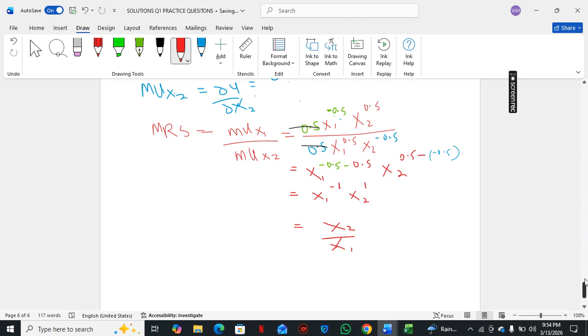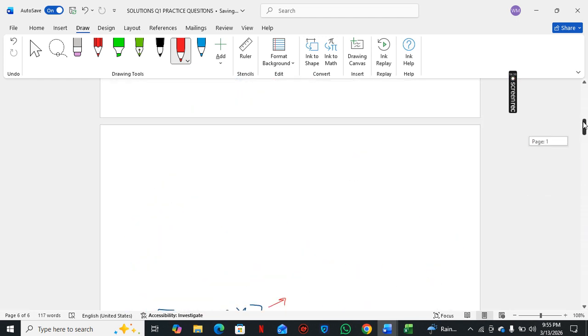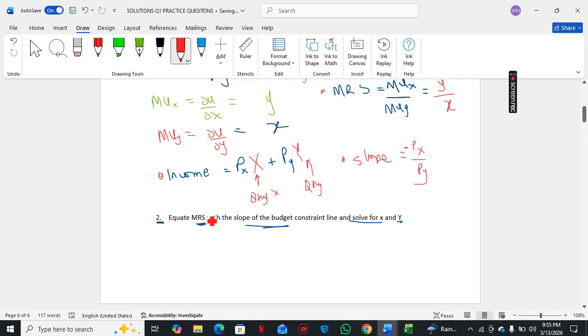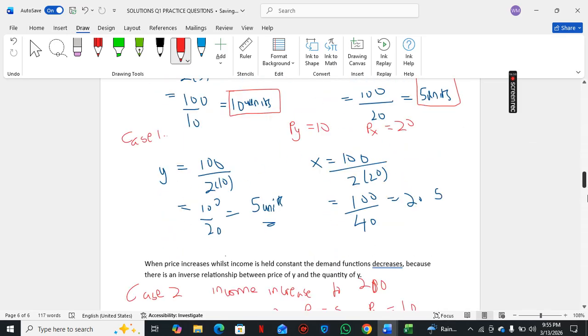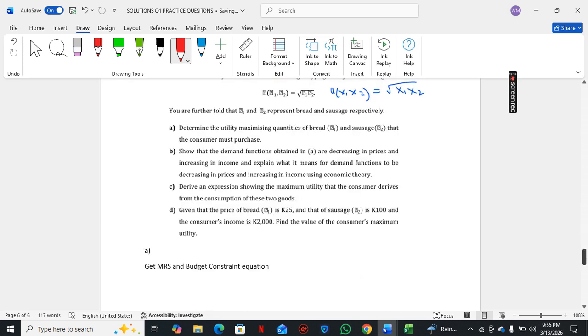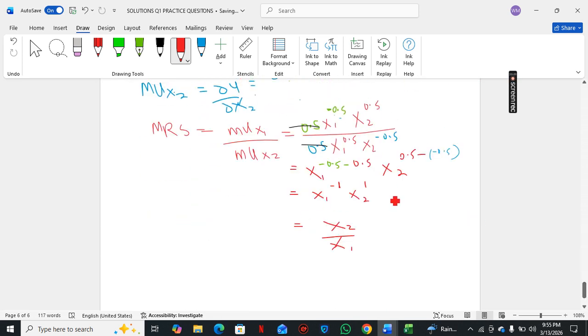Okay, step 2, so that it's uniform with the other video. Step 2: equate the marginal rate of substitution with the slope of the budget constraint line and solve for x and y. So in step 1, remember, we got the marginal rate of substitution, the budget constraint line, and the slope. Now step 2, we need to equate the slope and the budget constraint line. This is what gives us the maximizing satisfaction. Okay. So we say step 2.